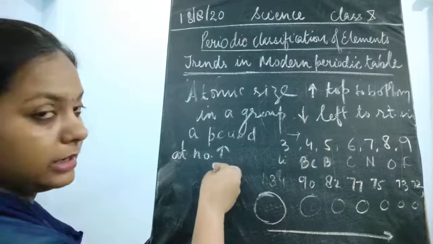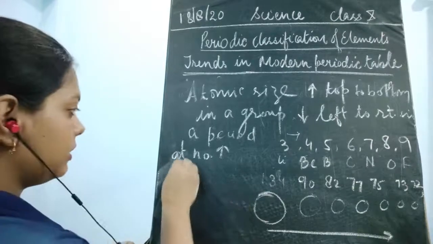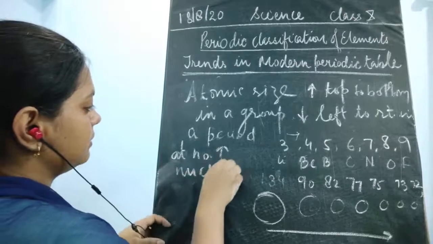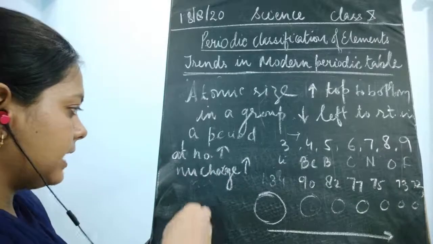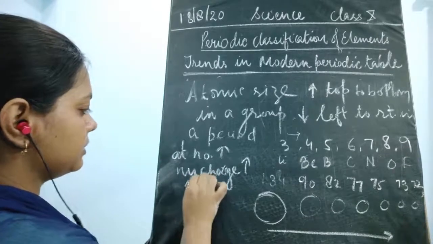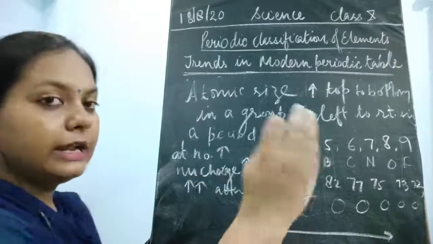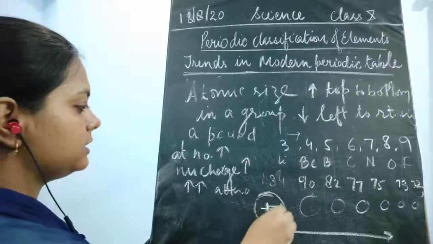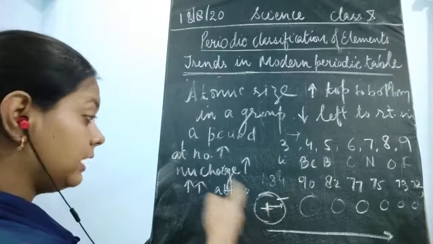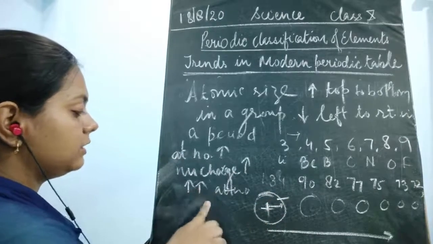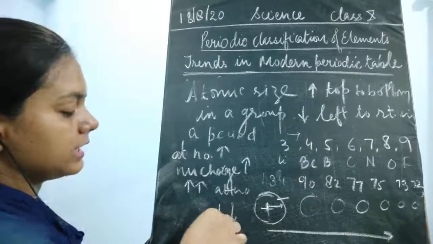Now what is happening? If the atomic number is increasing, it means that the nuclear charge is also increasing. Because of the increase in the nuclear charge, it is going to get a greater force of attraction from the innermost shell to the outermost shell. It is going to attract the electrons, because the nucleus is positively charged and the outer shells are negatively charged. That is why the structure of the atom shrinks, and the size decreases.